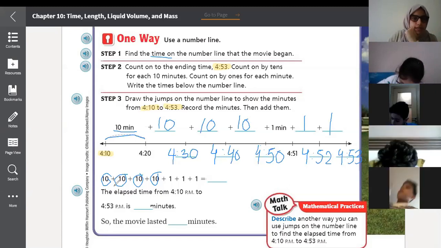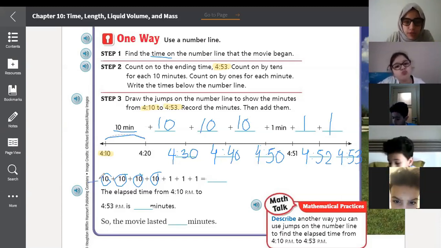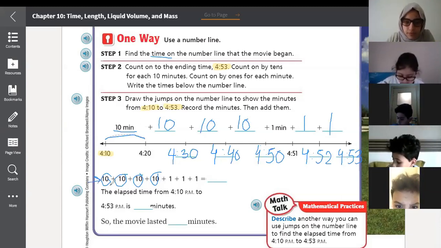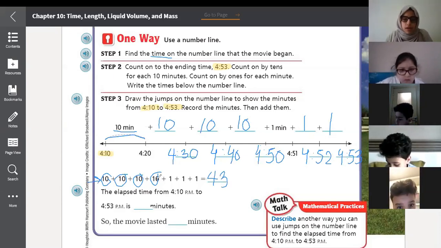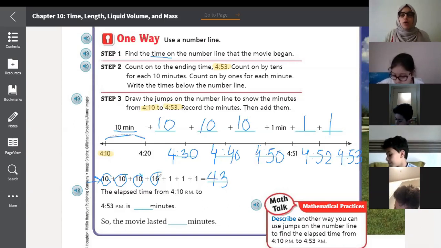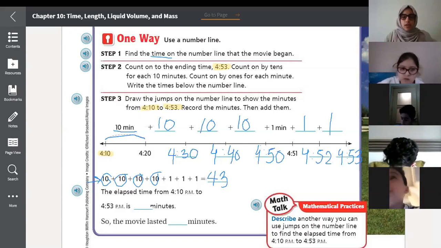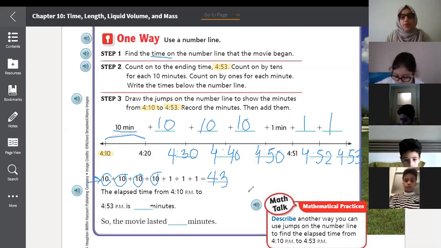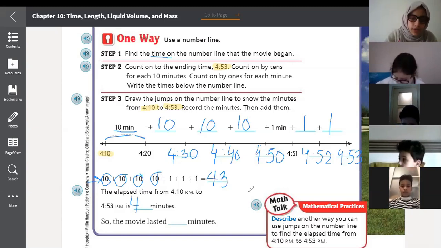Yazan, after I add all the numbers, what do you think the answer will be for this part? 43. Excellent. 43, because I have 4 10s and 3 1s. So 43 is the elapsed time. So if you ask me how long was the activity, I will tell you 43 minutes. So the elapsed time from 4:10 p.m. to 4:53 p.m. is 43 minutes. Thank you, Yazan.